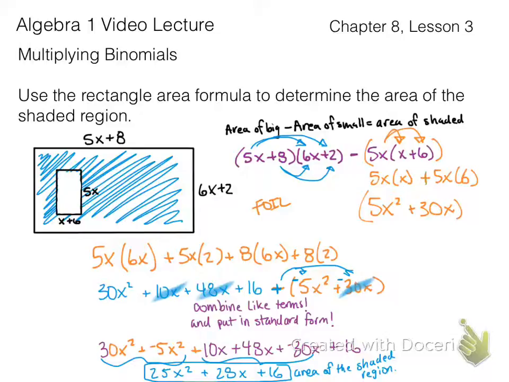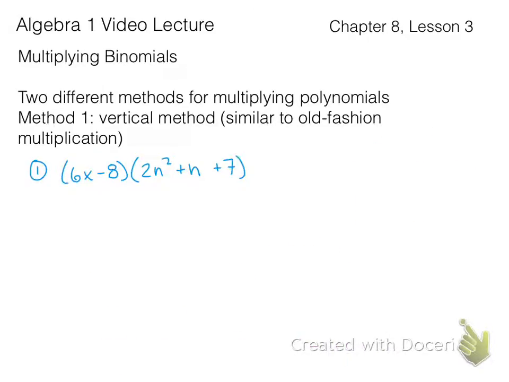Now, if you only knew what x was, it'd probably be a little easier. But you know what? If you didn't know what x is, that's how you do it. All right, moving on. All right, so this is multiplying a binomial times a trinomial.